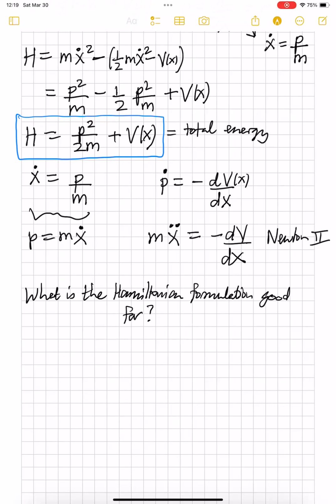So one thing it's going to be good for is to make the transition to quantum mechanics. And I'm going to describe that later. But of course, the Hamiltonian formulation was written down well before we had quantum mechanics. So it must have some classical use. So what is the Hamiltonian formulation classically good for?